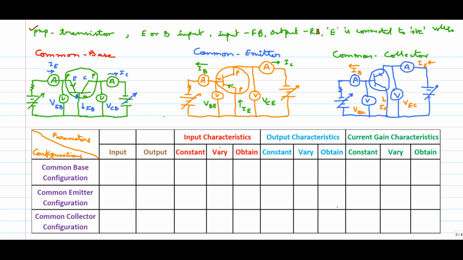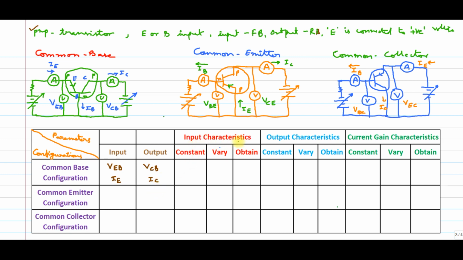Now we can see the different parameters in it. First, let us consider the common base configuration. In common base configuration, what are the input parameters? Parameters means voltage and current. So the input voltage is VEB and the input current is IE. Similarly, the output parameters are VCB and IC.